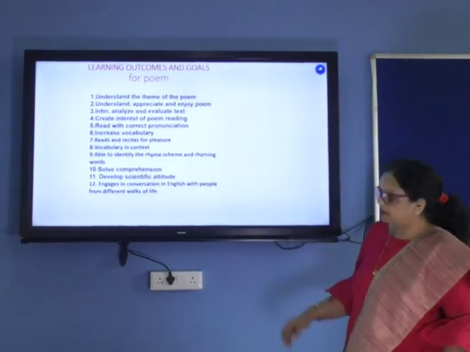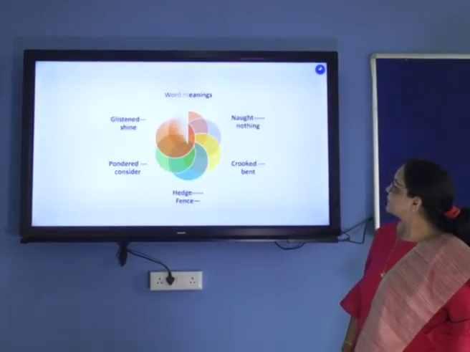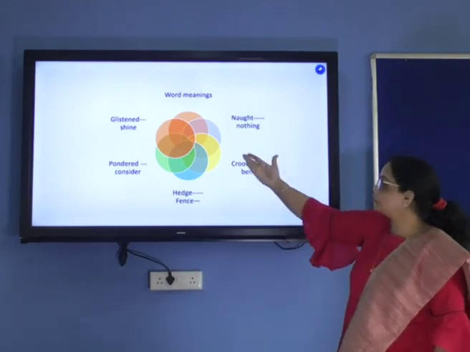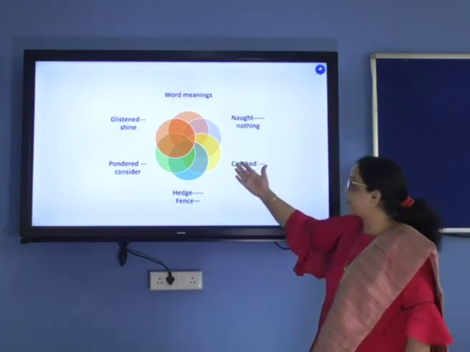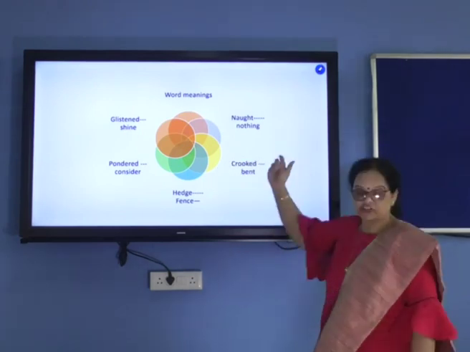These are the learning outcomes and the word meanings. We will be coming across these words when we read the poem. Glisten, pondered, hedge, crooked, knot.